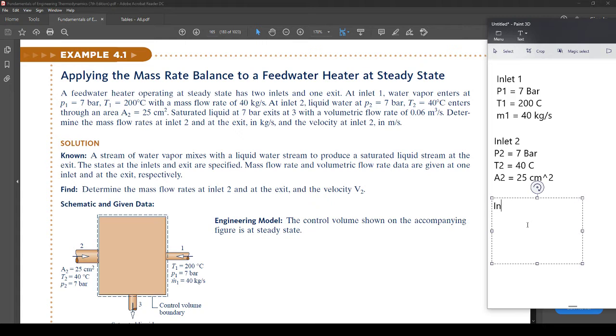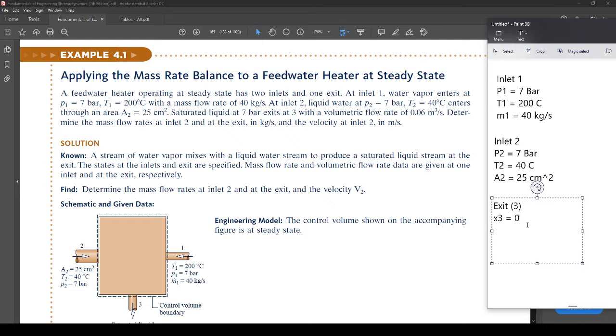And then let's do inlet 3. So inlet 3, or exit 3, but we'll just say 3, right? So we have the exit, and it's just determined by 3, right? There's 3 states. One inlet, a second inlet, and a third is an exit. And then it says saturated liquid exit, so they have given us X3 is equal to 0. So it says saturated liquid exits at 7 bar.